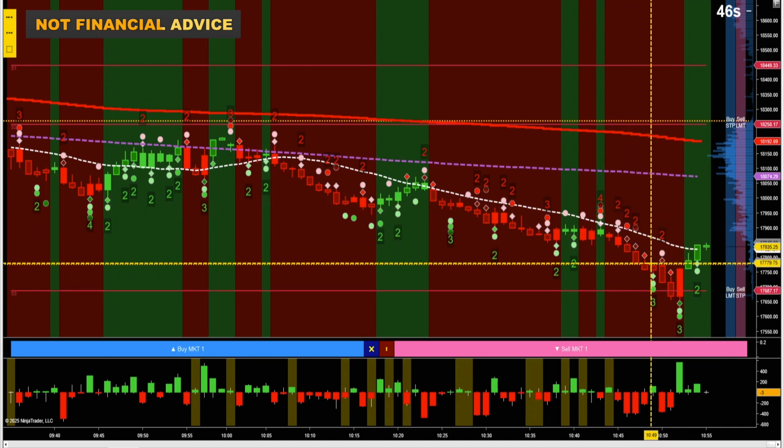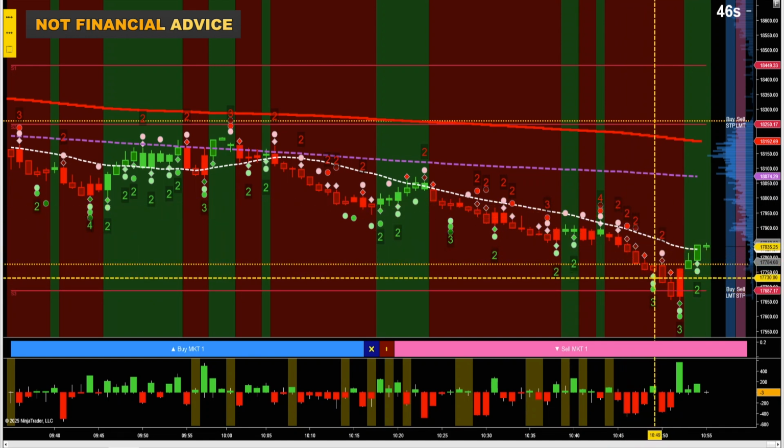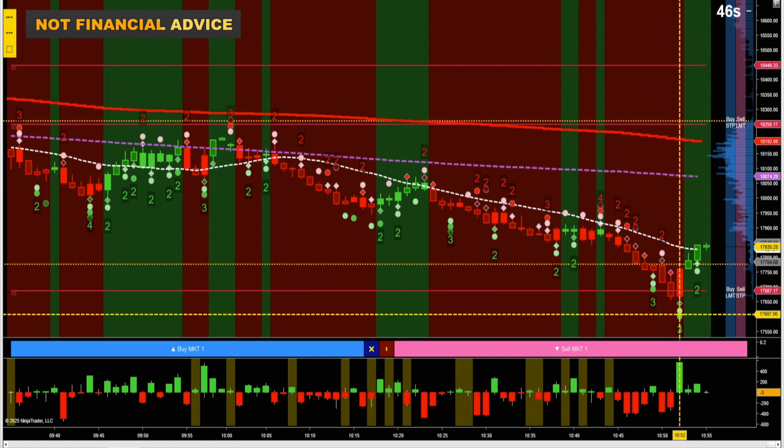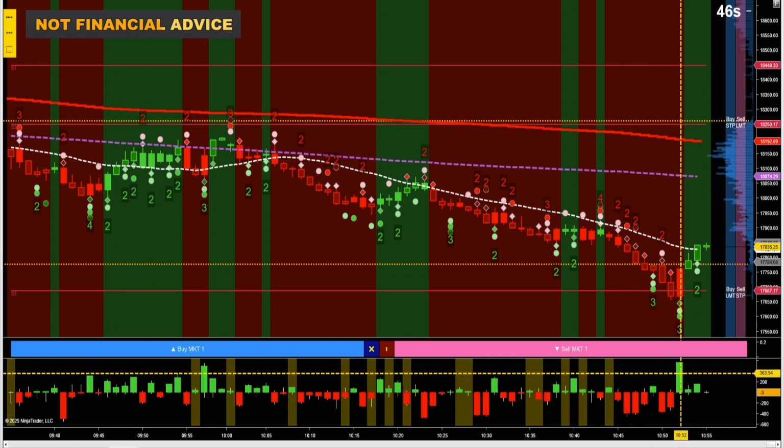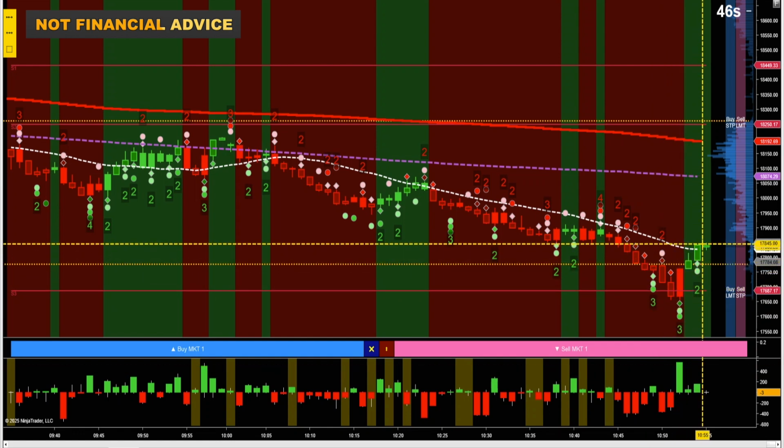Got a bunch of double signals. Maybe I want to exit when I see this triple signal. Another triple signal very shortly after. Very strong delta coming in. Get a nice pop up there.